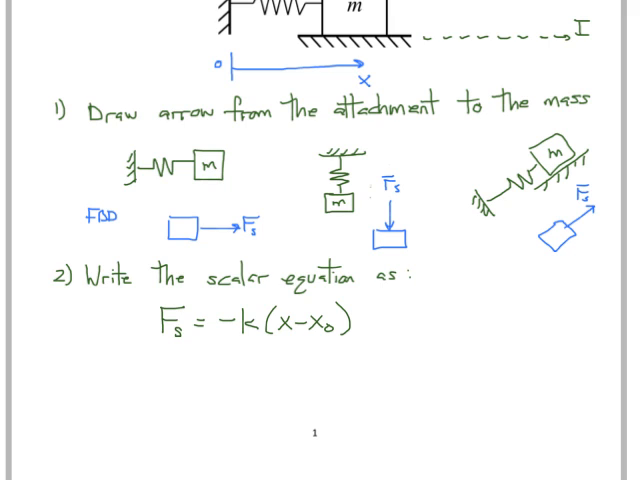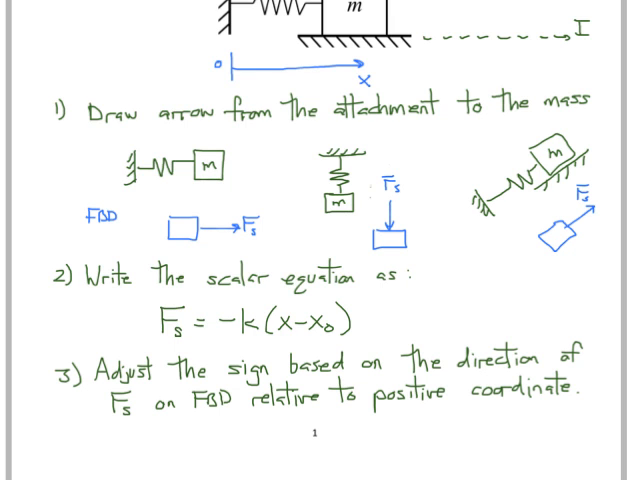The second step is always the same. We're going to write the scalar equation as F sub s equal to a negative spring constant multiplied times the displacement. Now this takes us back to the original spring model, or the one that you see in most physics or engineering textbooks. But there's still one more step, and that's to adjust the sign based on the direction of F sub s on the free body diagram relative to the positive coordinate.